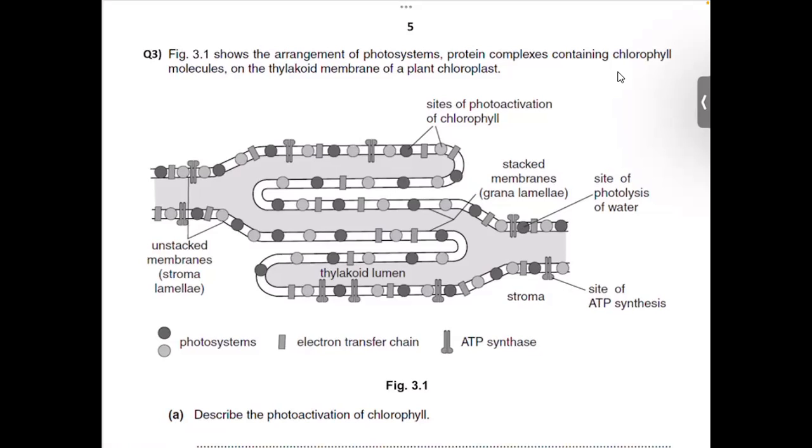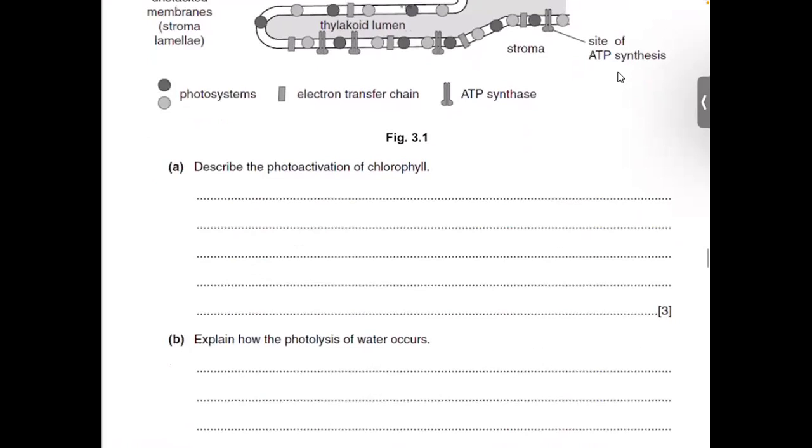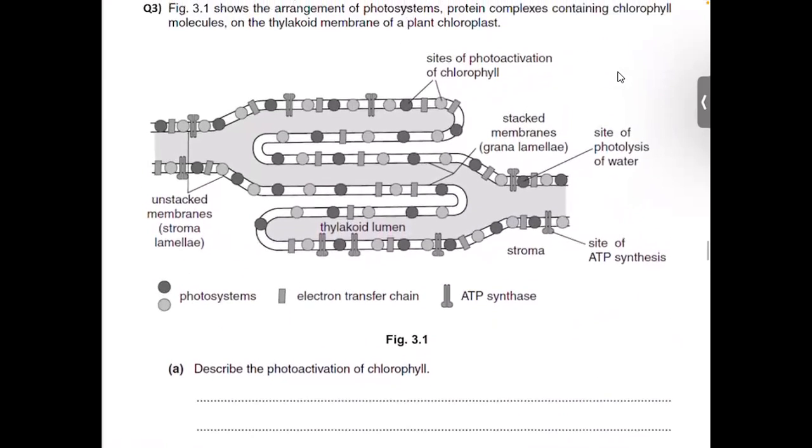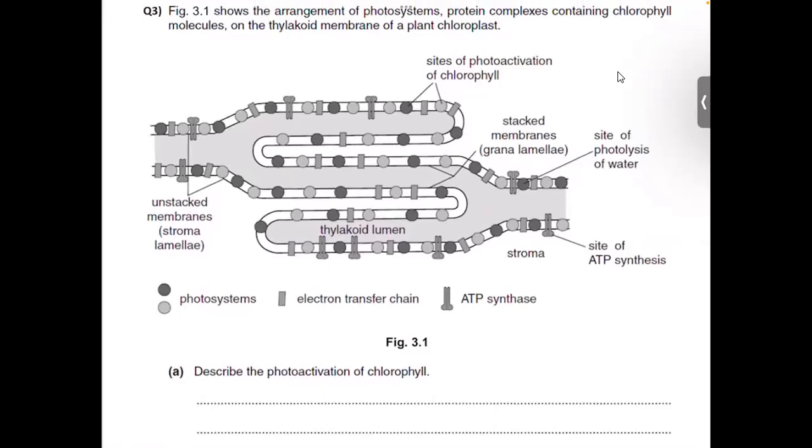So now, when we're describing the photoactivation of chlorophyll, Miss, how many marks is this, by the way? This is 3 marks. So they don't expect a lot of detail from you. Keeping that in mind, you are just supposed to describe the photoactivation of chlorophyll in 3 points. So what should it be?